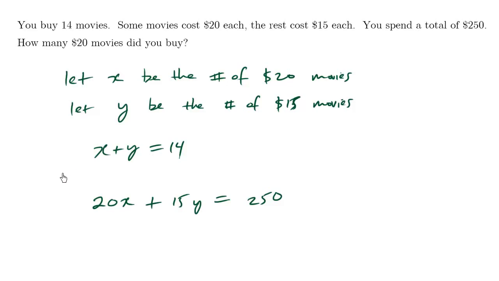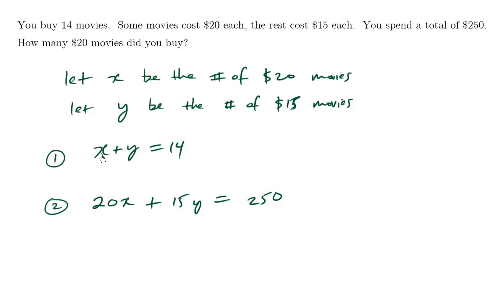And this is the hard part. Coming up with equations is the hard part. So now that we've done the dirty work, the key is to answer the question, how many $20 movies? We're talking about X. Solve X. In some other videos, I might have done the elimination method, but in this case, I'll just use the substitution method to mix it up.